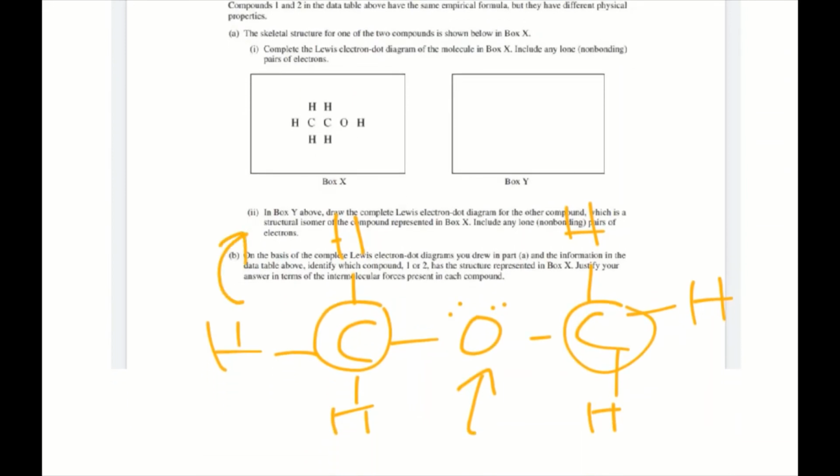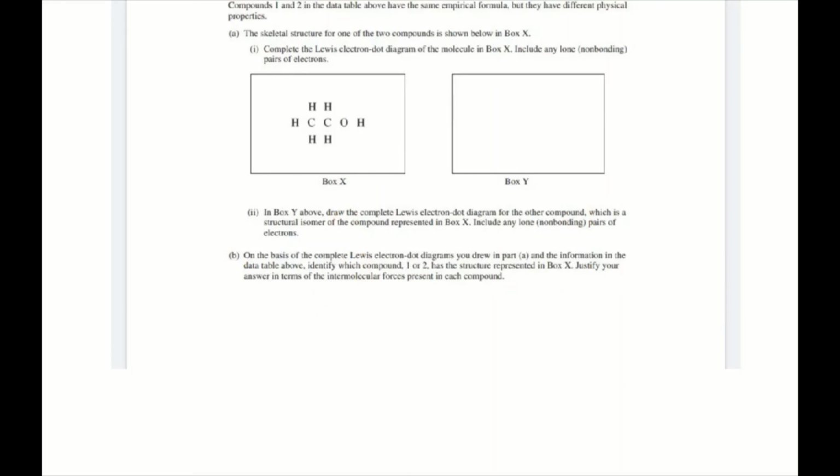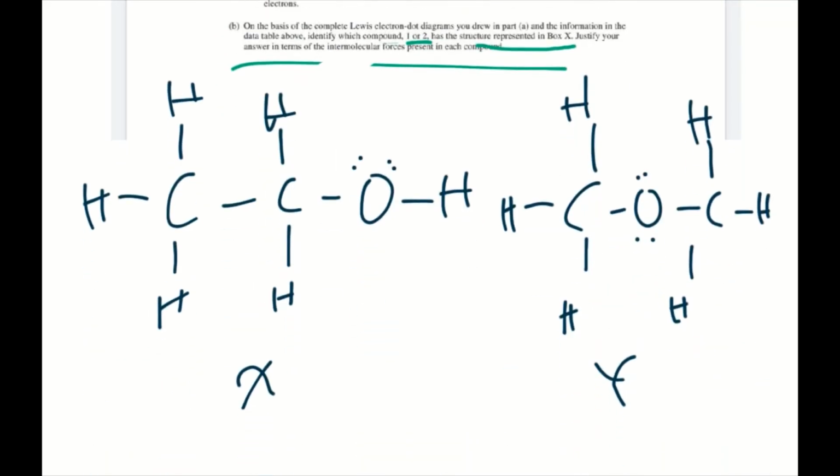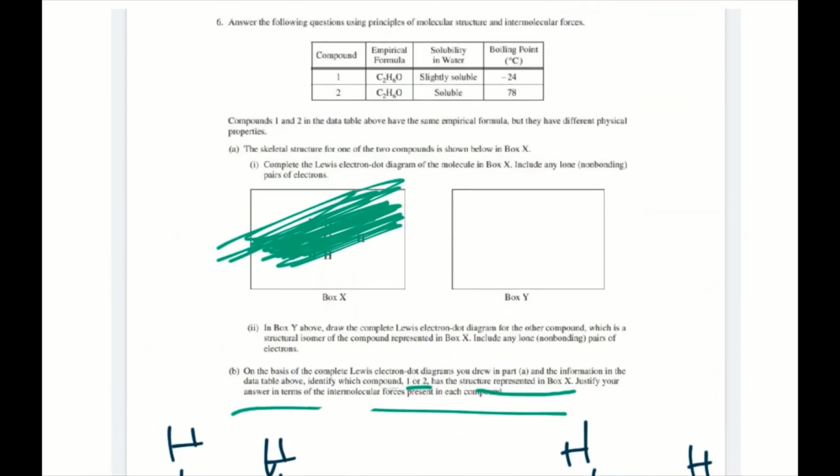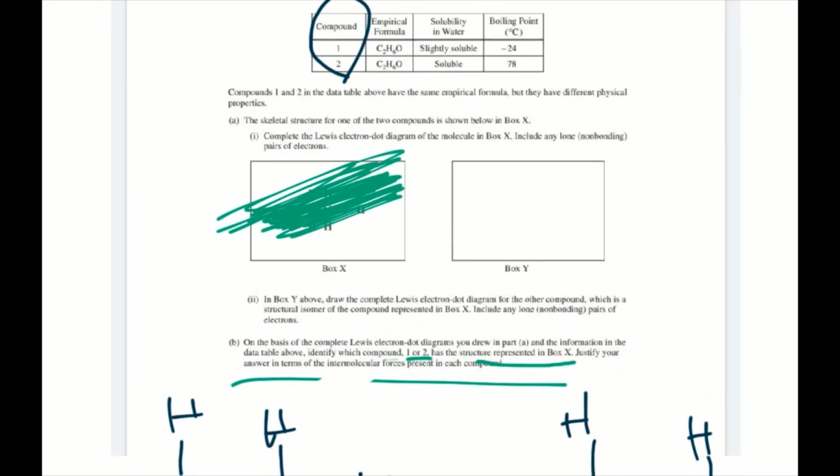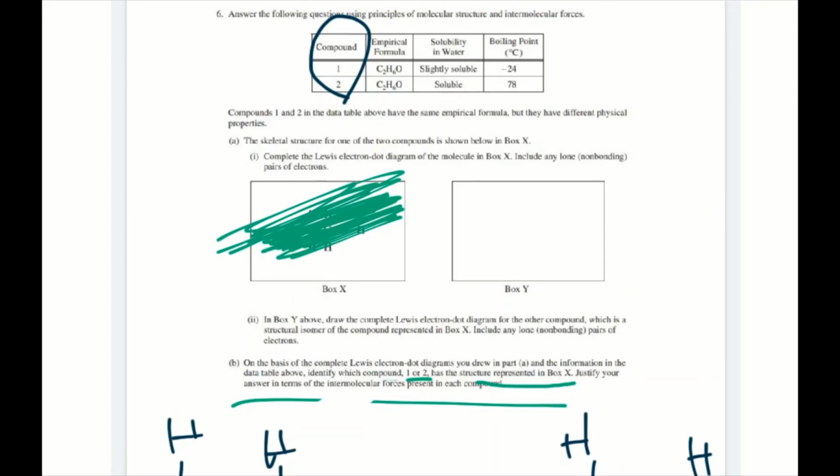Now, what does B say? On the basis of the complete Lewis dot diagrams you drew in part A and the information in the data table above, identify which compound, 1 or 2, has the structure represented in box X. Justify your answer in terms of IMFs. Okay, so below we have X and Y as we drew before, and we have to see which one of these compounds represents the Lewis structure in box X. So how does this work? Well, let's think about this. It says that compound 1 has a lower boiling point than compound 2.